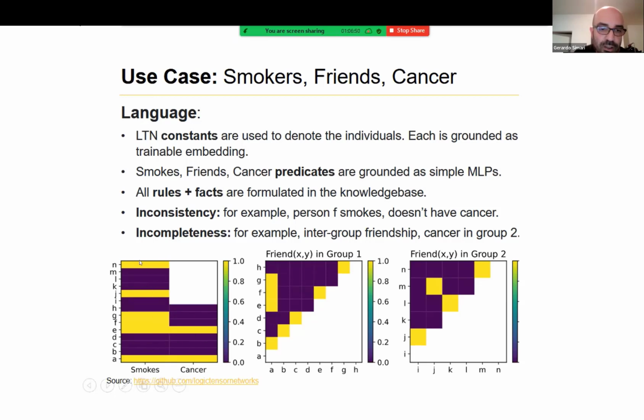Remember that you have full knowledge about who smokes and who doesn't. So here, yellow is true and purple is false, or in between, you can have in-between values as well, but here you have the crisp values at the beginning. Here we have white boxes because we only have complete knowledge of cancer for one of the groups, and also who's friends with who. Okay.